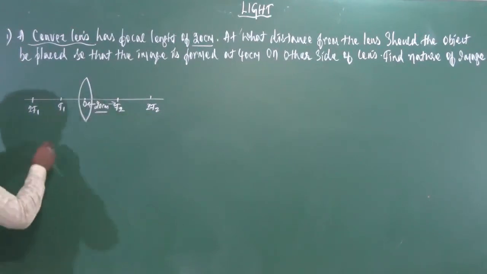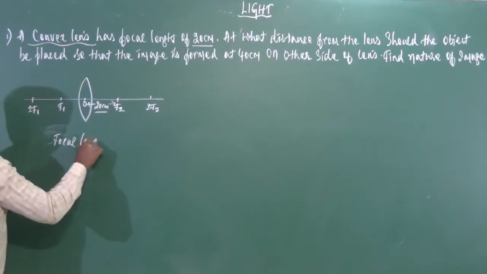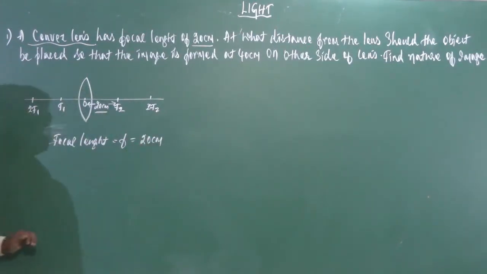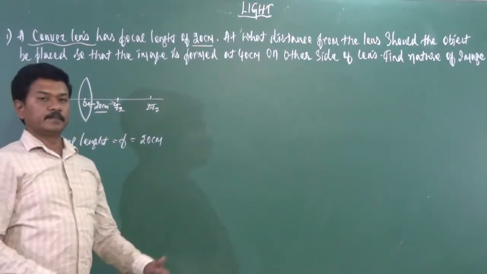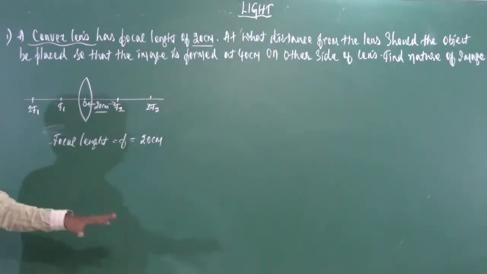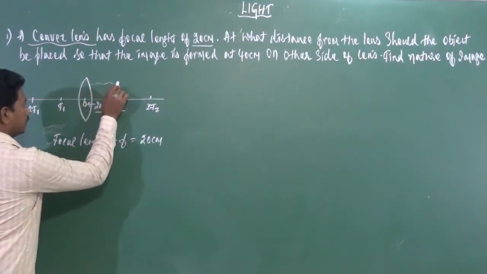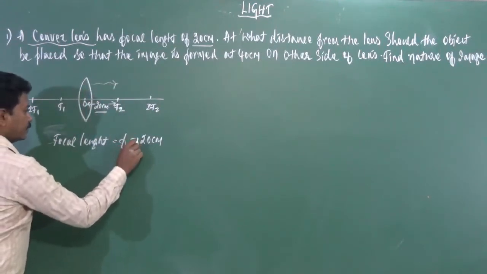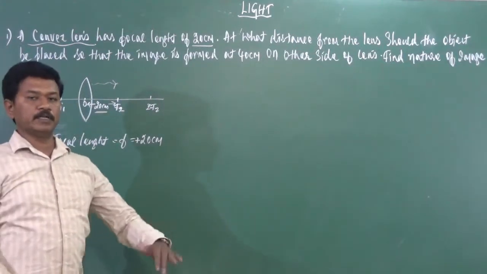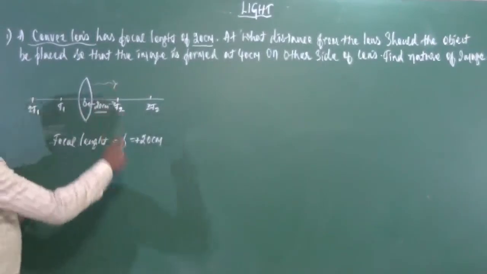Okay, so we'll continue the data. Focal length F is equal to 20 centimeters. Now we have to apply sign convention. Write the value of the data we have, and then write the sign convention for that. As you are measuring the focal length from the optic center to F2 along the direction of the incident light rays, therefore F will be equal to plus 20 centimeters, because the focal length of a convex lens is always positive, as I told you earlier. Okay, then we will go with the question now.